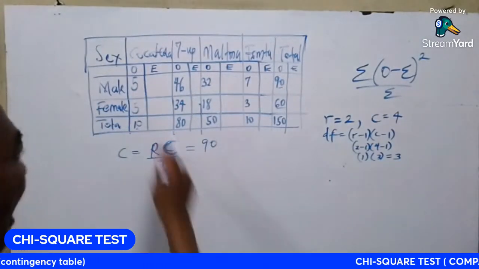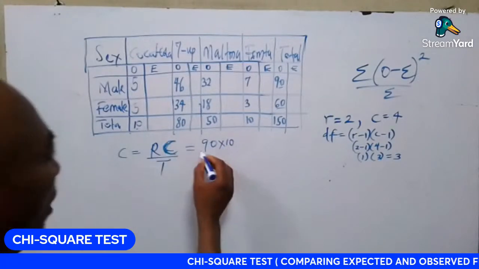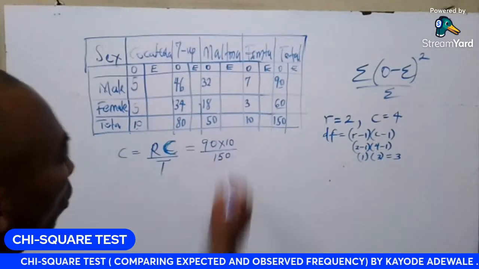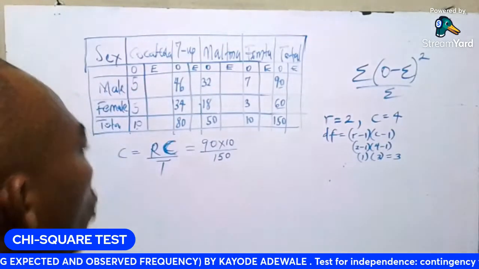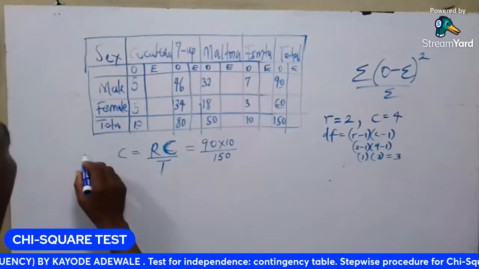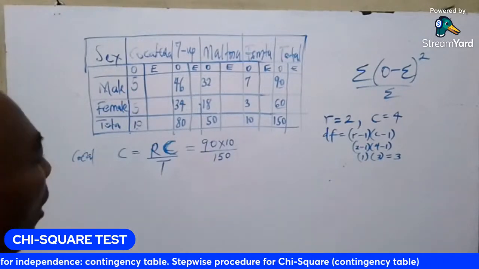Can we see that? And the column total here is what? 10. So that is 90 multiplied by 10 divided by the grand total. So the grand total, which is equal to what? 150. So that is how to get your expected frequency. So if I calculate this one now, this one is for Coca-Cola, which is the first one.